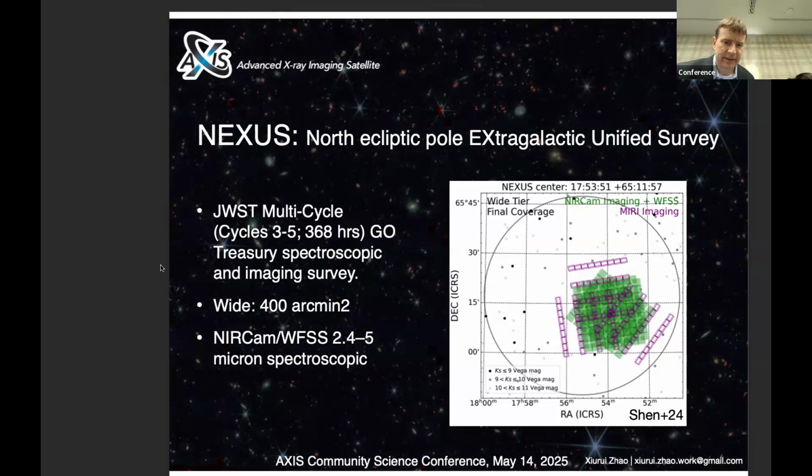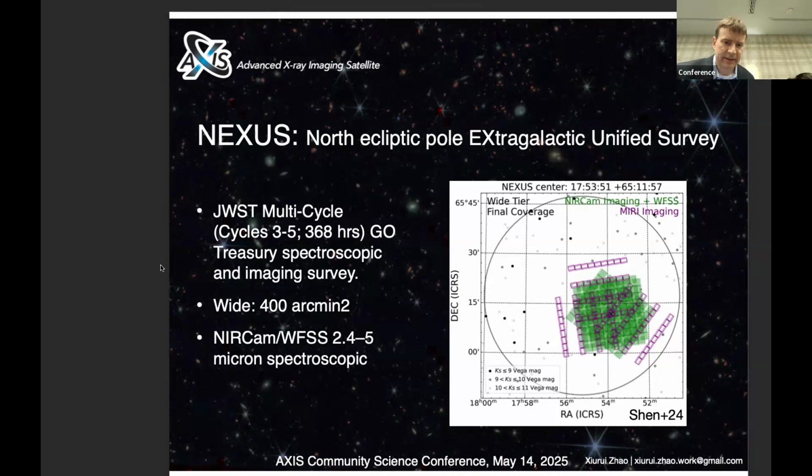NEXUS is the North Ecliptic Pole Actual Galactic Unified Survey. It's a JWST multi-cycle, 3-year, 368-hour GO spectroscopy and imaging survey. In the next 3 years, we will have continuous cadenced spectroscopy and imaging monitoring of this field.